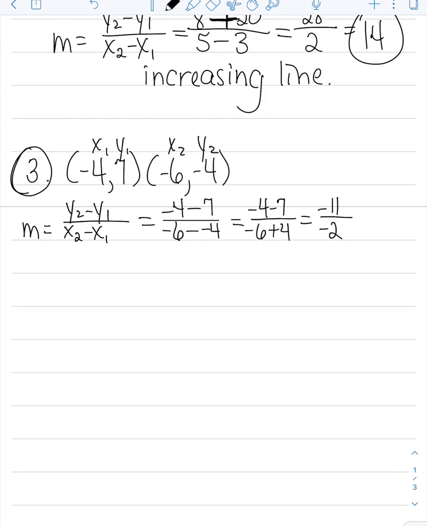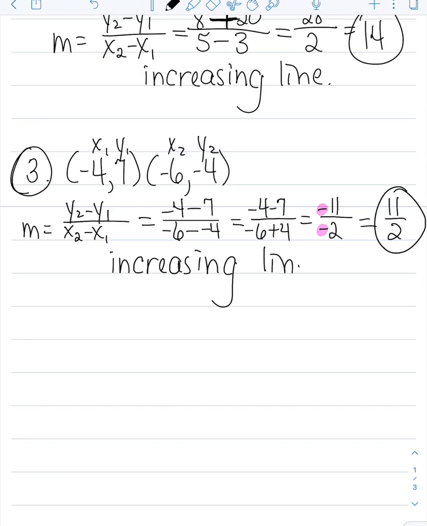Well, can this be simplified? If it's an improper fraction, we can see if we can reduce it, but leave it improper. We can't reduce 11 over 2, but what we can simplify is that 2 negatives make a positive. So this is a positive 11 over 2 slope, and since it's positive, this line is increasing from left to right. So that line would look something like that. Let's try another one.